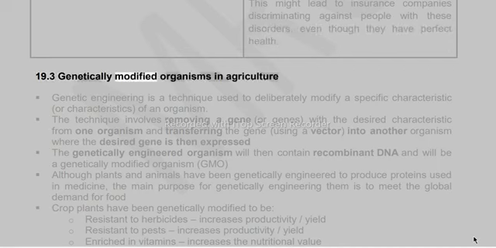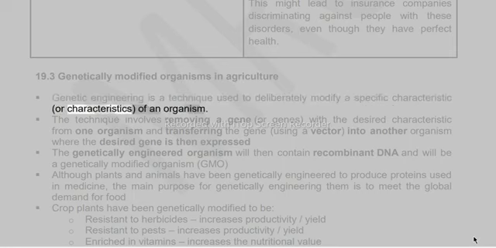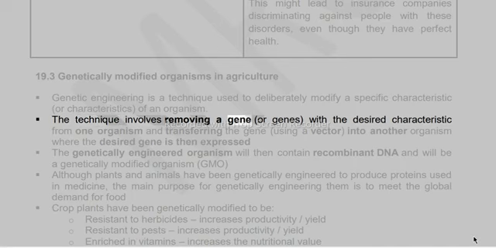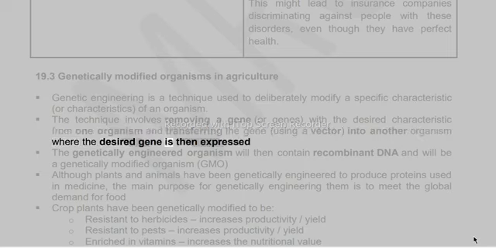19.3 Genetically modified organisms in agriculture. Genetic engineering is a technique used to deliberately modify a specific characteristic, or characteristics, of an organism. The technique involves removing a gene, or genes, with a desired characteristic from one organism and transferring the gene, using a vector, into another organism where the desired gene is then expressed.